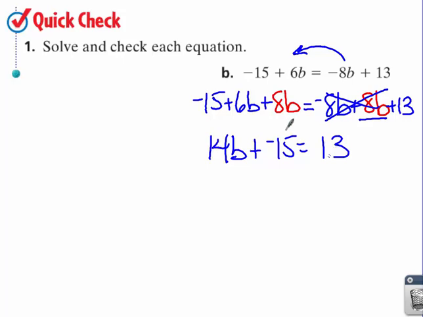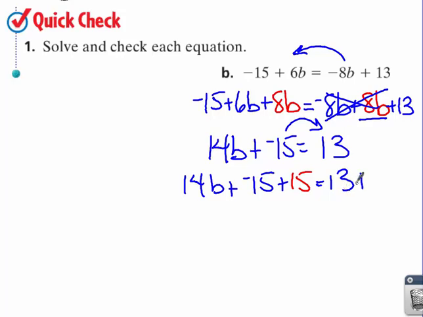Now I need to move the negative 15 over to the other side, to be with the 13. How do I do that? We add its opposite. So 14b plus negative 15 plus 15, which is the opposite, equals 13 plus 15. Now we simplify that line. My 15s go away. I'm left with 14b equals, and then 13 plus 15 gives me 28.